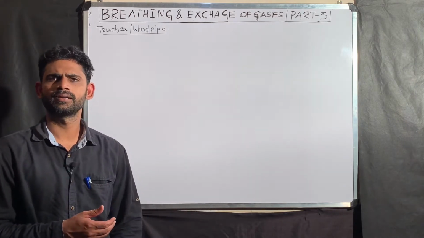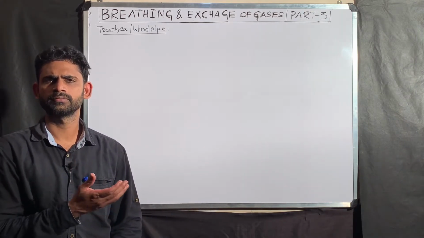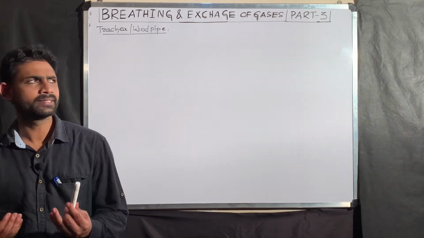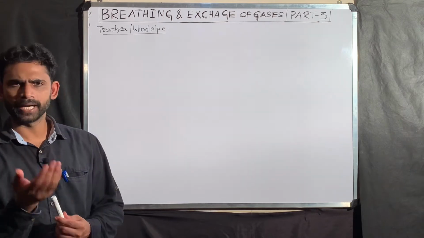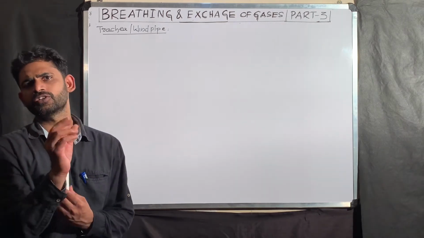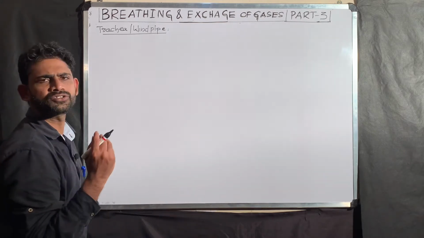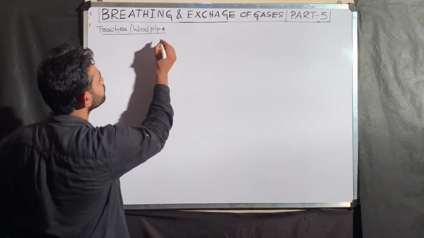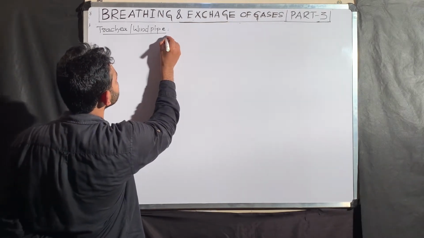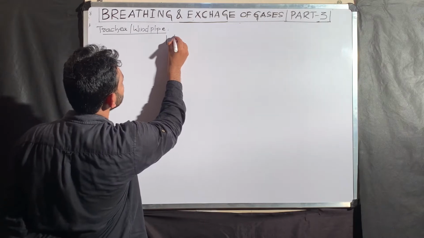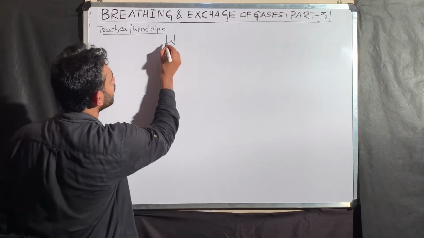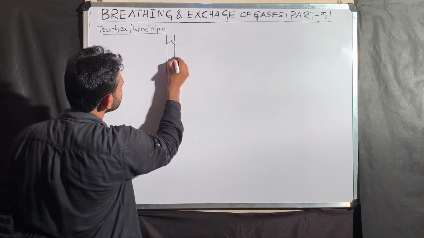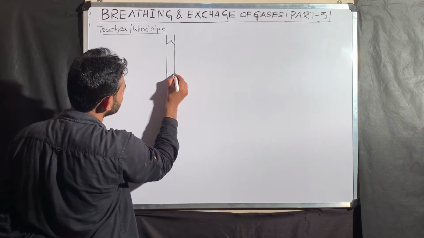In the last part, I explained the nose, pharynx and larynx, and in this part I am going to continue from the larynx, that is the trachea or windpipe. First I will tell you the structure of the trachea. This trachea starts from the posterior part of the larynx. For your reference, this is the larynx. From this larynx, the trachea expands like this.